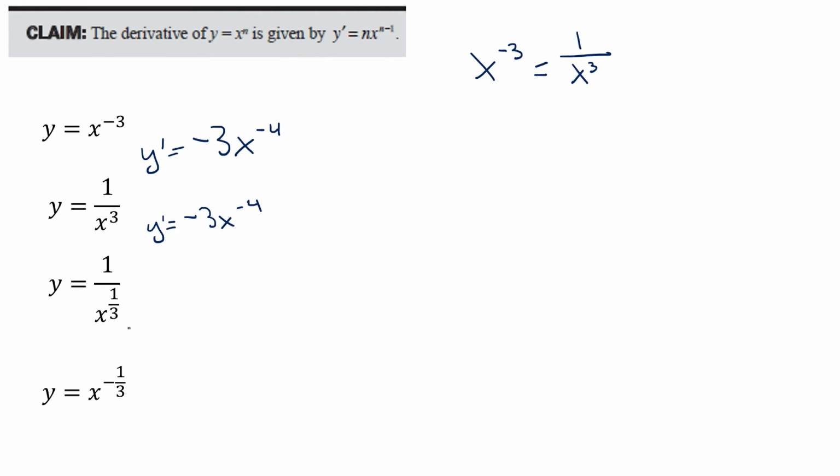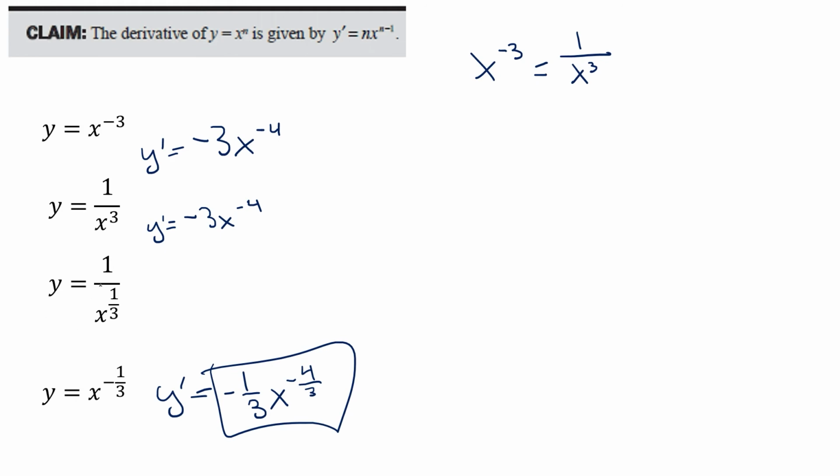Same thing for these. So we want this to get on top. We can just look at this one, though. And we will do the same thing. We move that -1/3 out front, x, and then we subtract 1 from -1/3, and we will get -4/3. So that is your derivative, your answer.